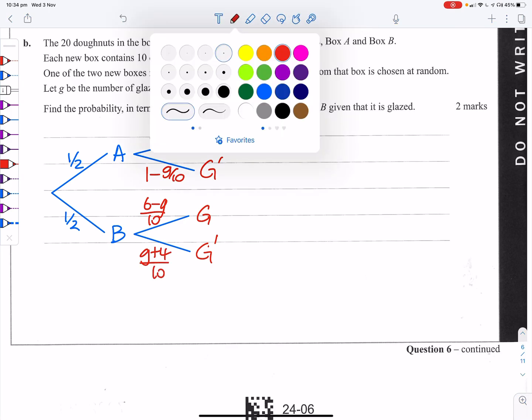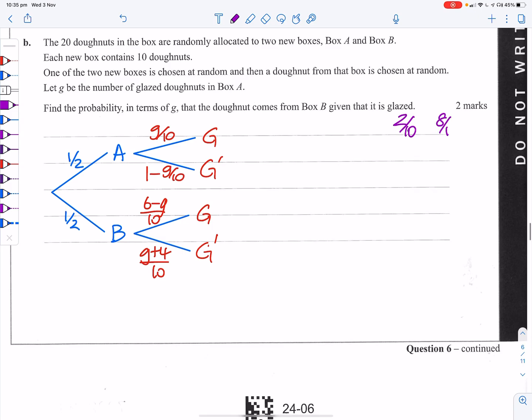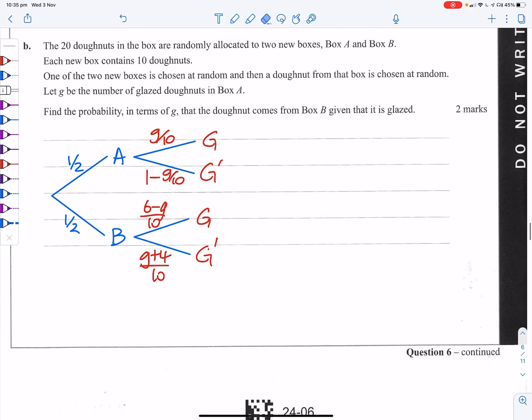Now with something like this, I would test it. So I would say let G equal 2. If I had 2 in here, I'd have 2 out of 10 that are glazed and 8 out of 10 that are not glazed. For the second box, glazed, we've got 6 minus 2 over 10, which is 4 over 10. So altogether, glazed, we've got 6. The not glazed are 8 over 10 and 6 over 10, which is 10 over 10 in total. So we know this must be correct.